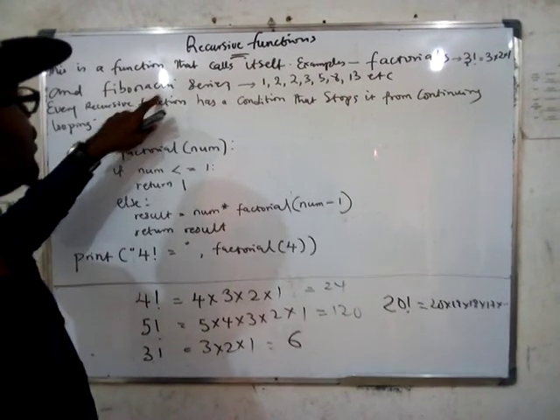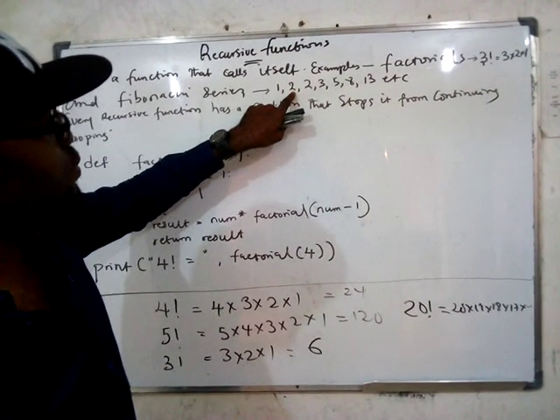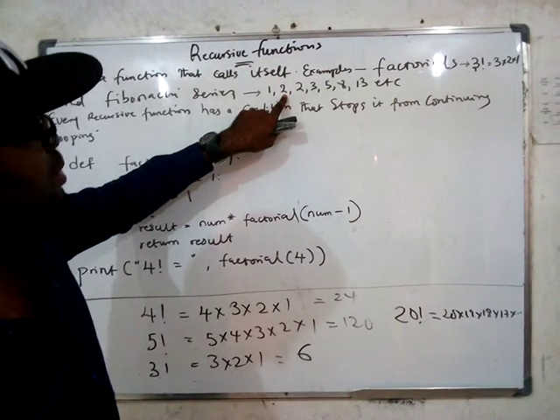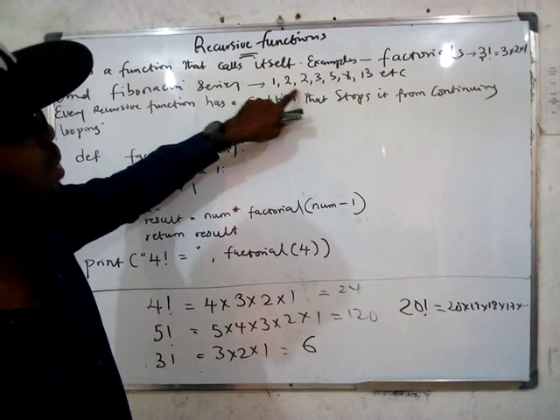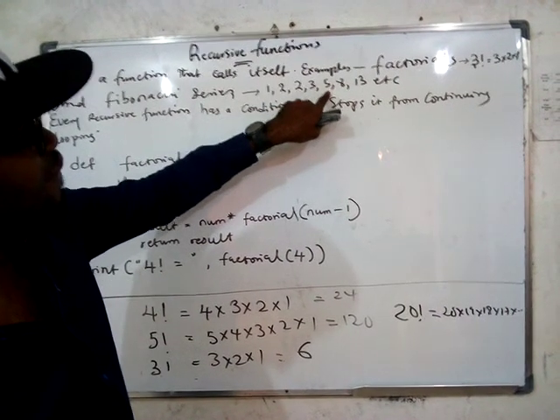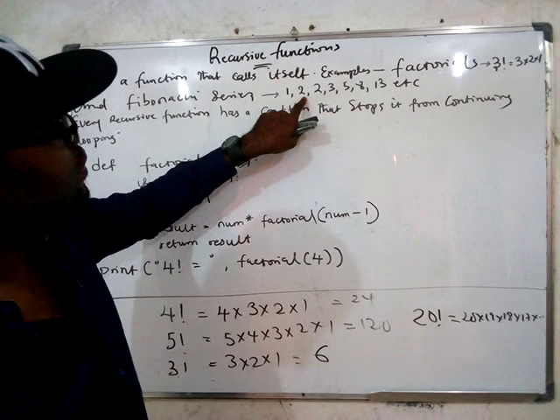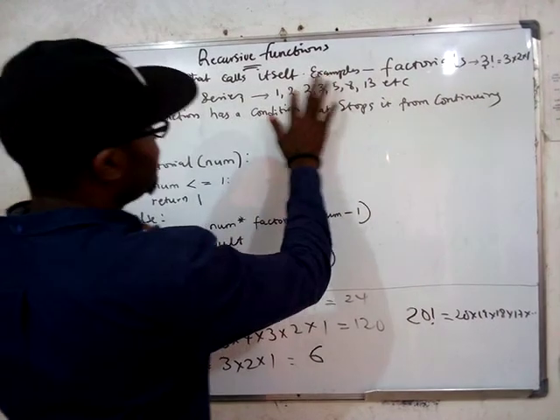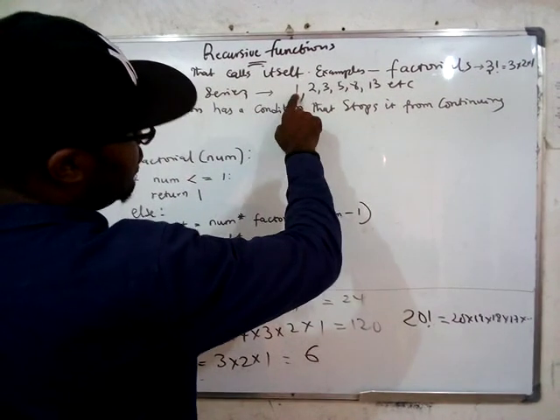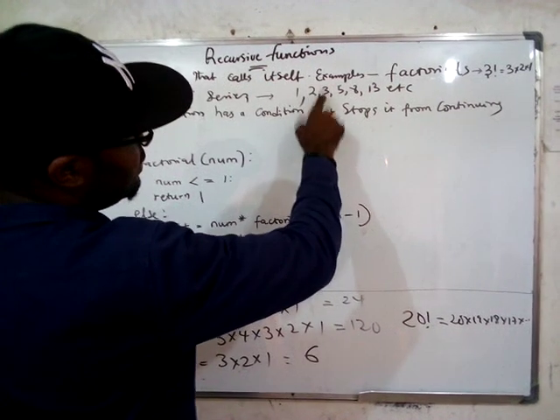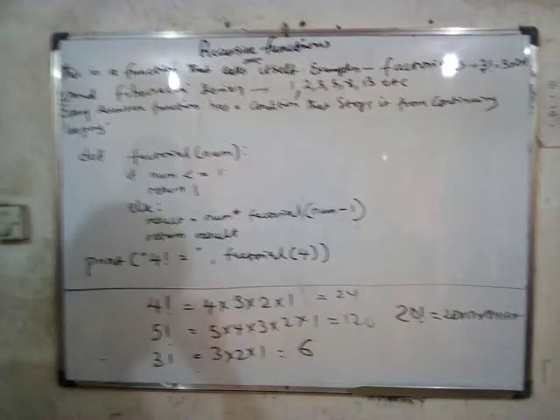In a subsequent class, we're going to look at how to generate this Fibonacci series. If you look at it, you have 1, then 1, then 2 (1 plus 1), then 3 (1 plus 2), then 5 (2 plus 3), then 8 (3 plus 5), then 13 (5 plus 8), and upwards. So this is what we call the Fibonacci series.